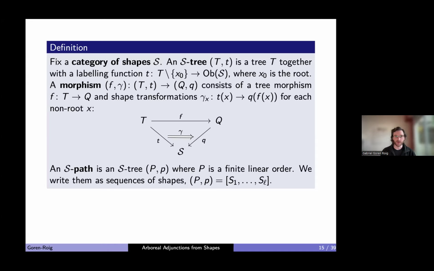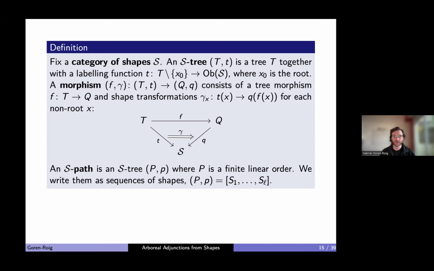So those are the objects of the category. And now we have the morphisms, which will consist, first of all, of a tree morphism between the underlying trees. So we have shape labeled trees T and Q. We have the underlying trees. And then what we are specifying is a morphism between them.